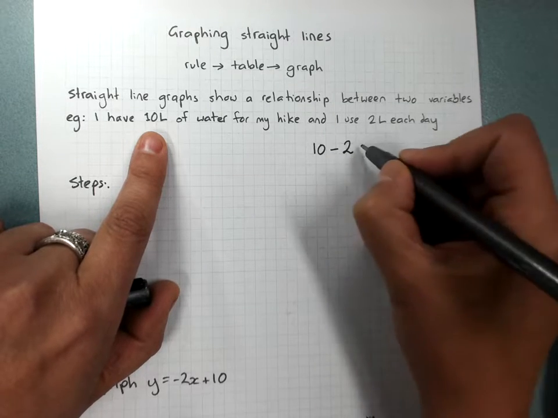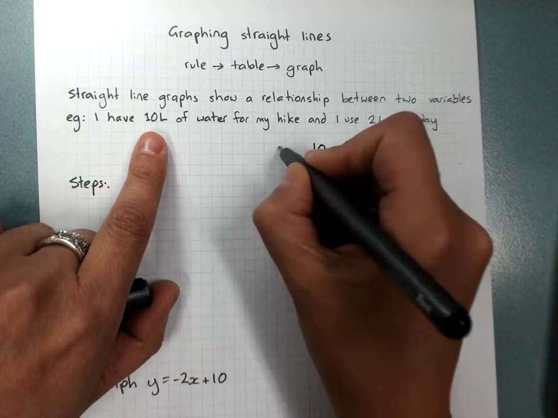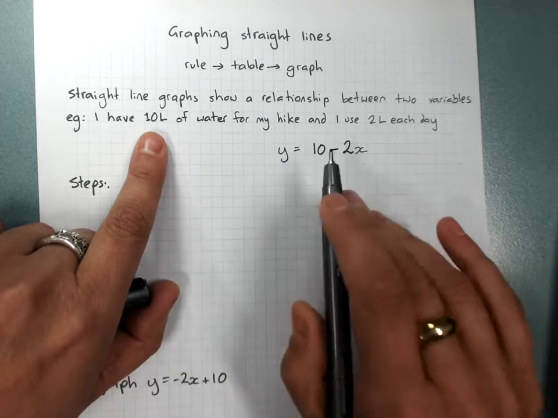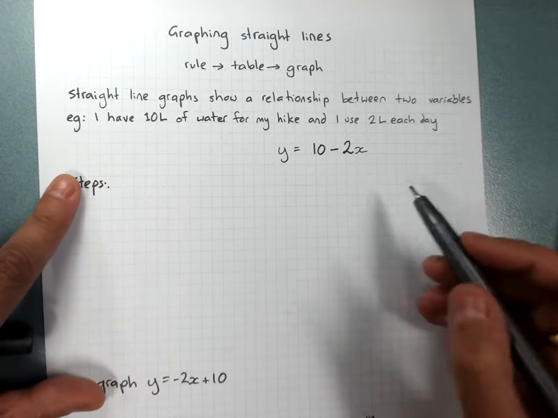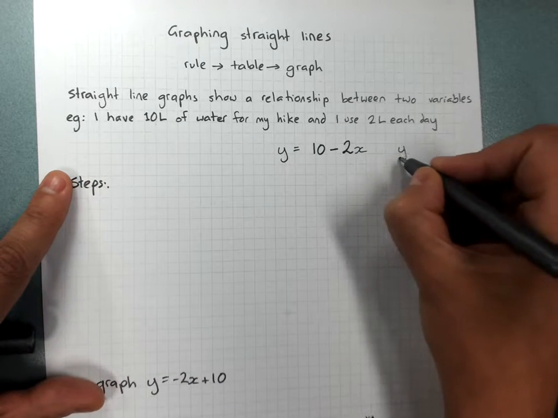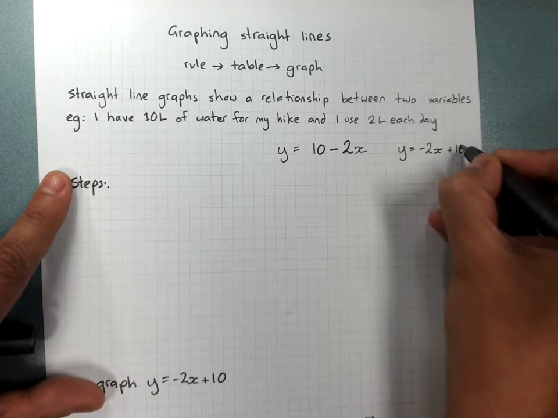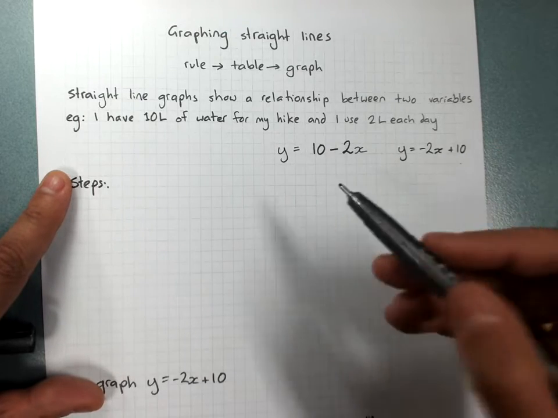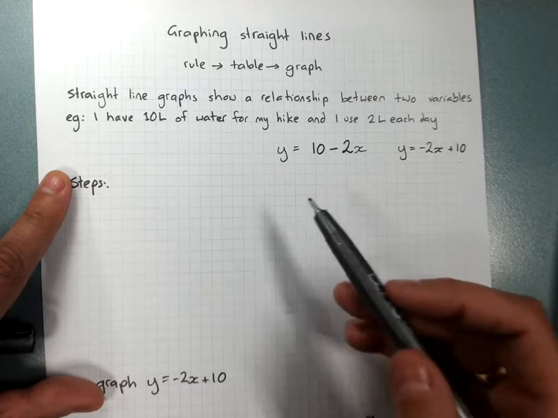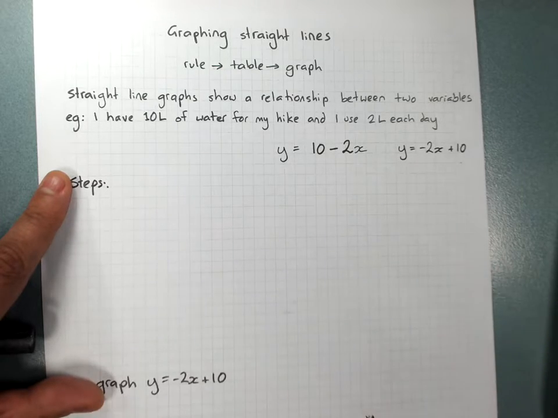Now if the number of days was X and the amount of water I had left was Y, then I'd have a rule. I could also write this rule like this: Y equals negative 2X plus 10. Either of those represents the same situation. A straight line graph is a relationship between Y and X.